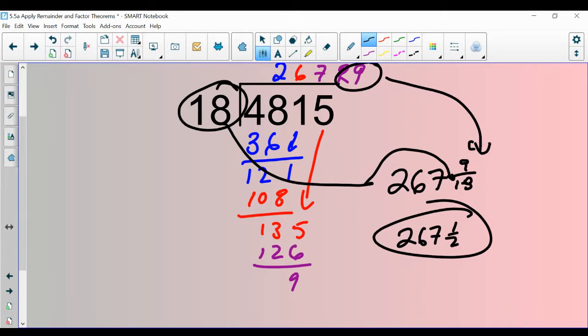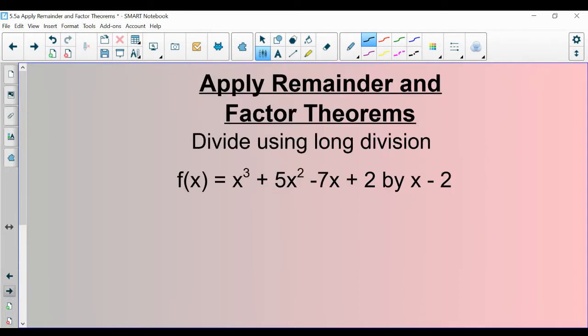And that is long division. You could verify this with your calculator if you wanted to. Unfortunately, we can't easily verify polynomial long division with our calculator, and hence the reason we need to know this process. Let's take a look at our first example.